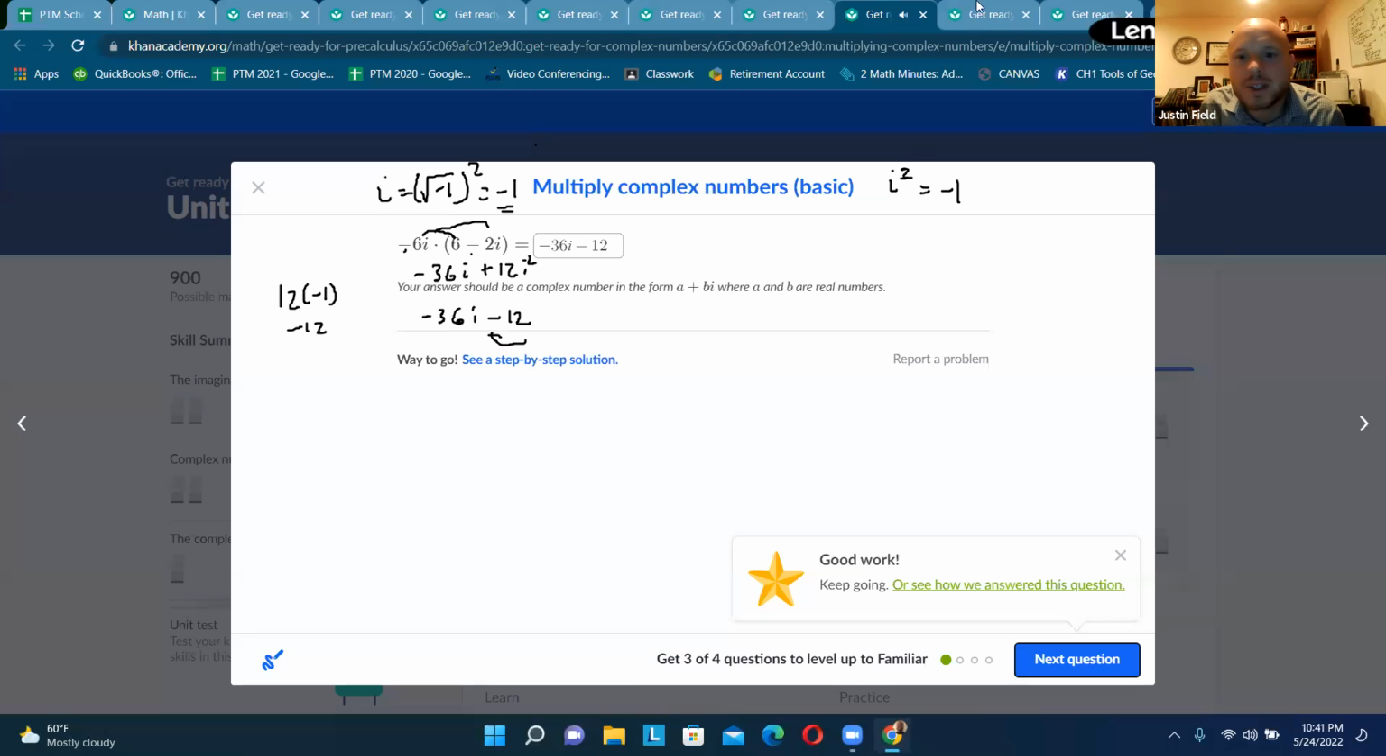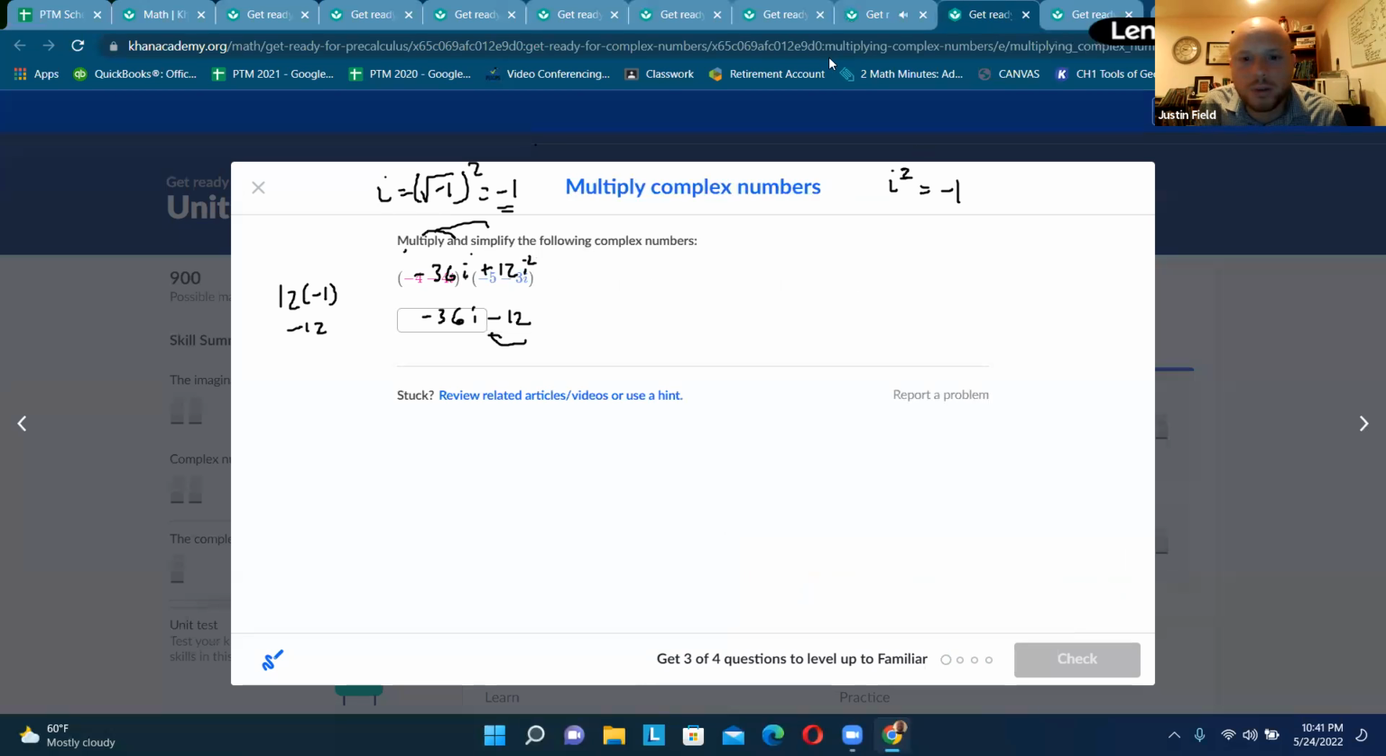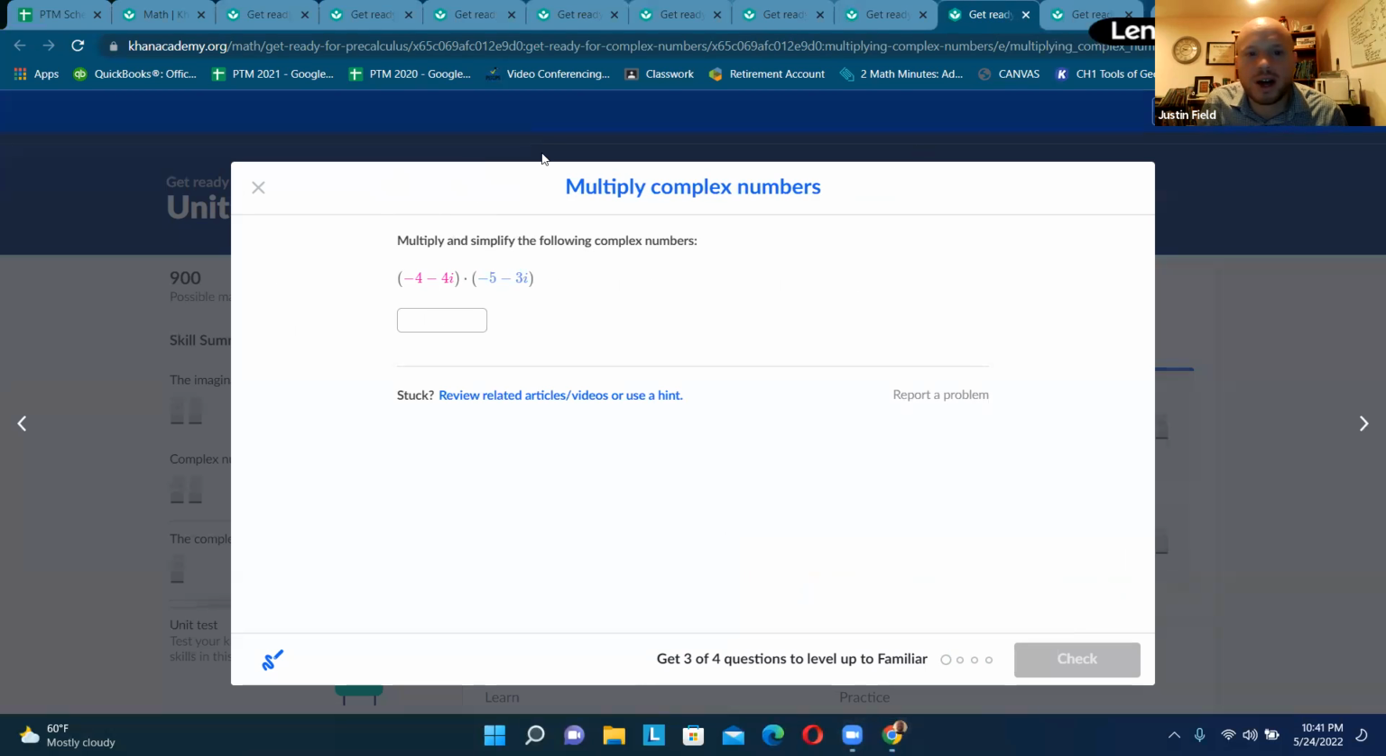All right. See, just had to warm up. Now the complex numbers, non-basic. We are going to use the area model. Of course, you can FOIL. You can do whatever you want. Just get the answer. Show your work.